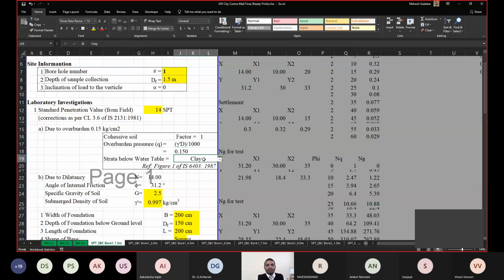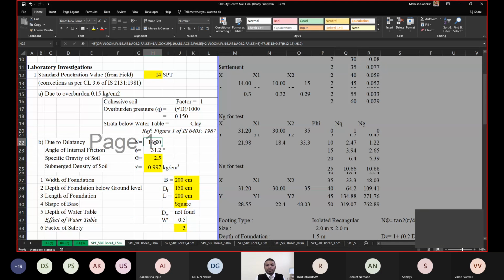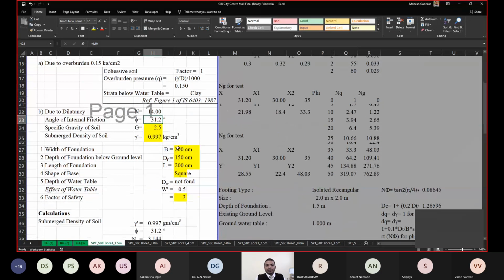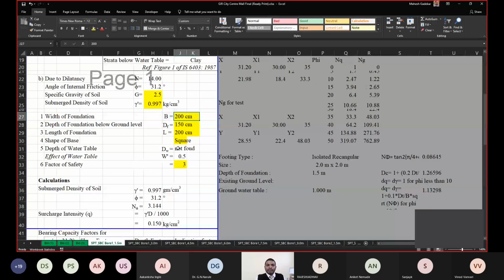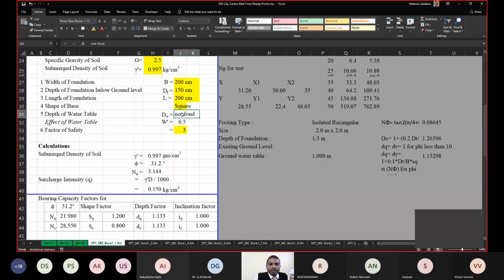The correction due to the overburden is calculated, and the correction due to dilatancy is applied, and your N value for the calculation of the SBC is obtained. Angle of internal friction is obtained from the material testing. Specific gravity is obtained from the material testing. Then your width and length of foundation have been taken as per your requirement. The shape of the base is chosen. Depth of water table, if present, then a correction will be there, which can be seen in your calculation. Factor of safety is assumed.